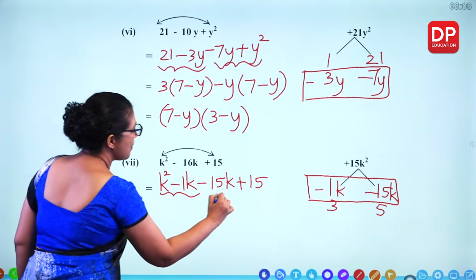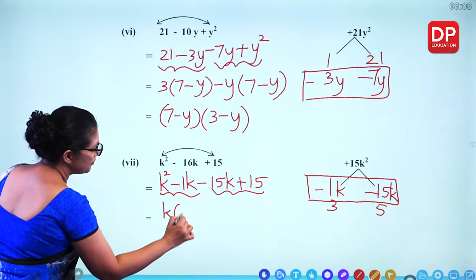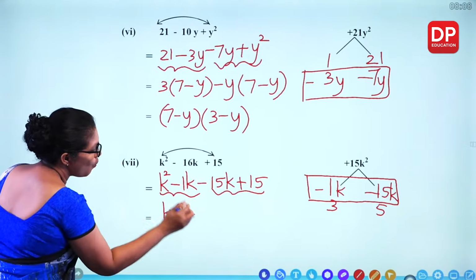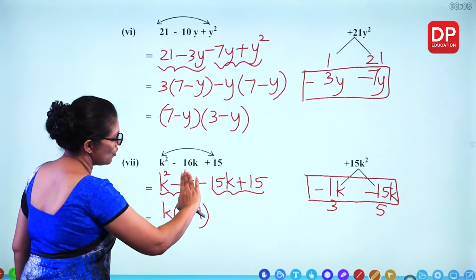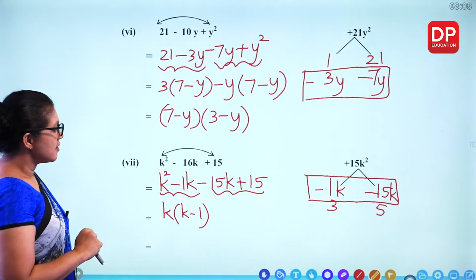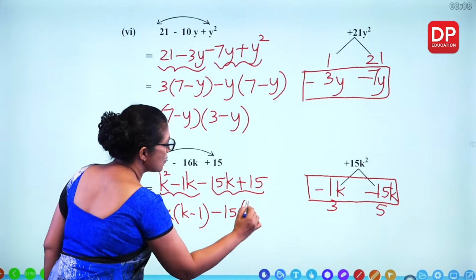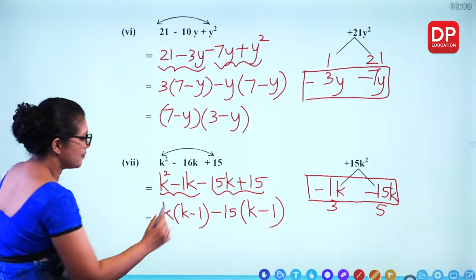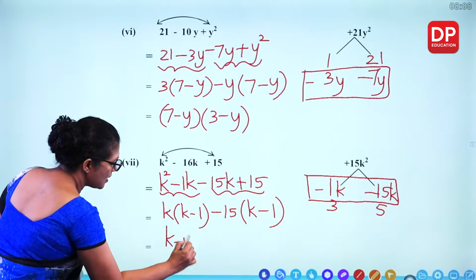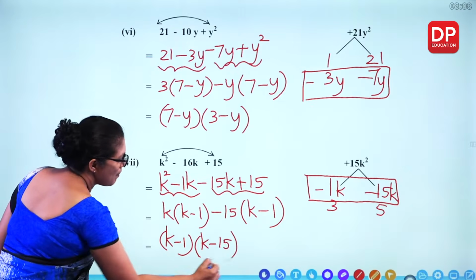Take 2 at a time and factorize. Take k out. K minus 1 is there. Here, that's why it's important to write 1. If you take k out, you are getting 1 there. Here we can take minus 15 out. The remaining part is k minus 1. So k minus 1 is common. Take it out. The remaining part is k minus 15.